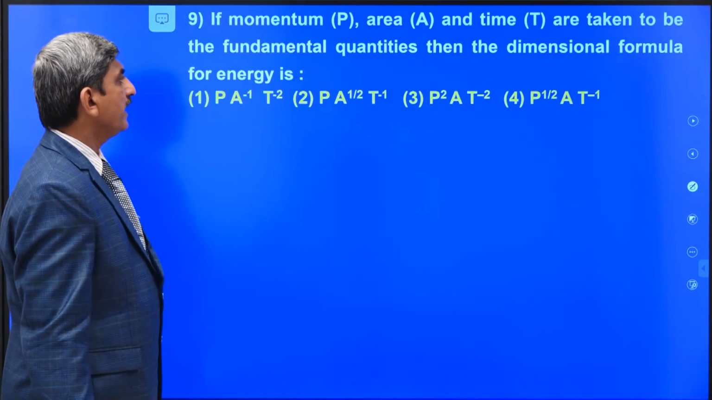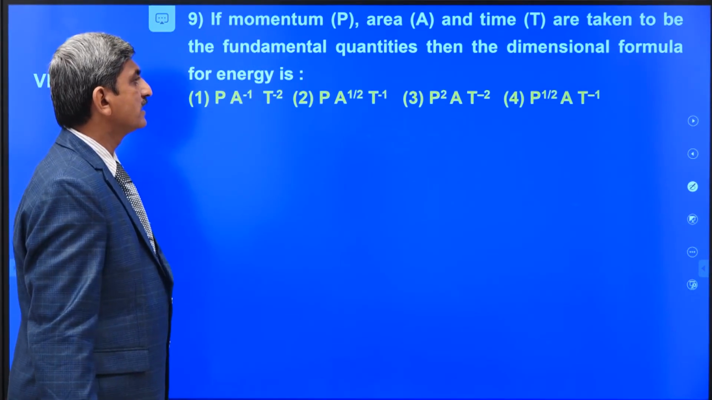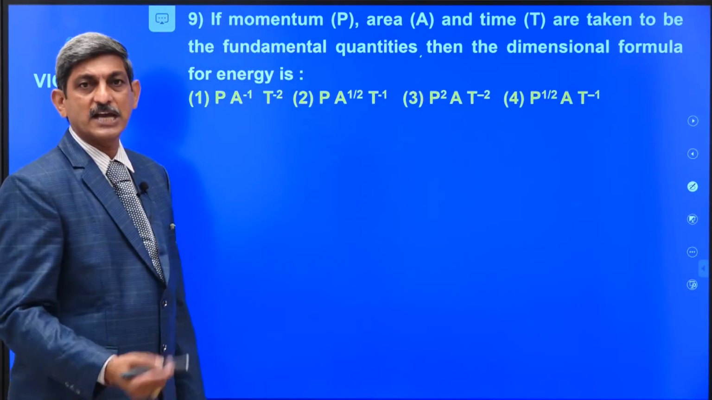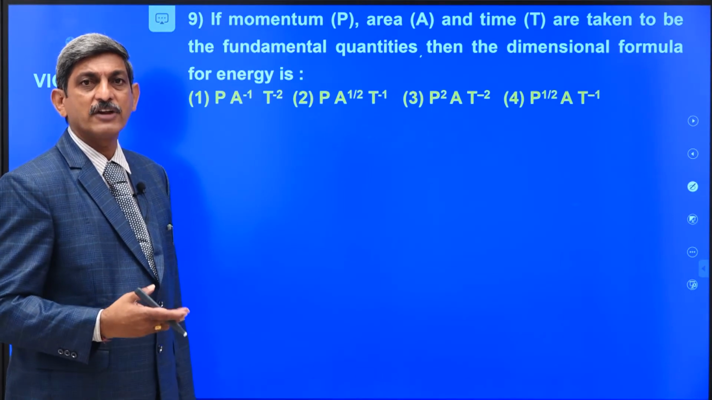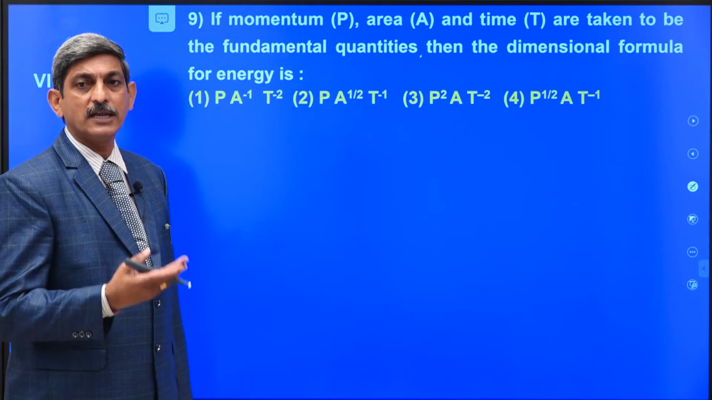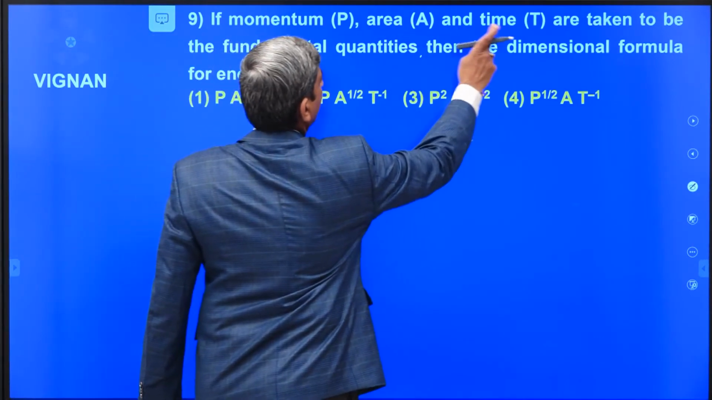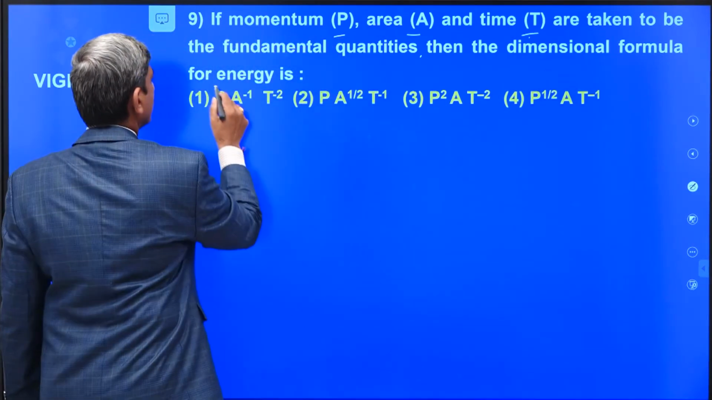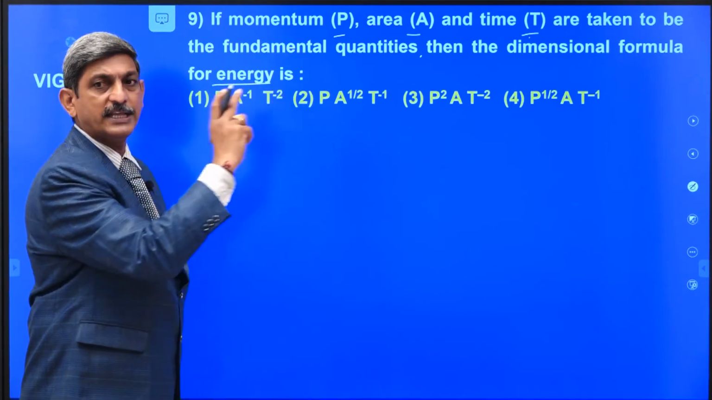If momentum P, area A and time T are taken to be the fundamental quantities, then the dimensional formula for energy is dash. Actually, mass, length, time are taken as the fundamental quantities and we express the dimensional formulas for any physical quantities in terms of M, L, T. But in this problem, momentum P, area A and time T are taken as the fundamental quantities and we want to find out the dimensional formula for energy in terms of P, A, T.